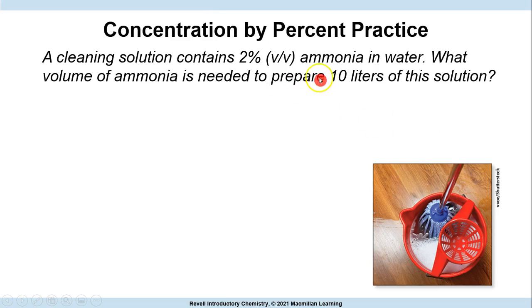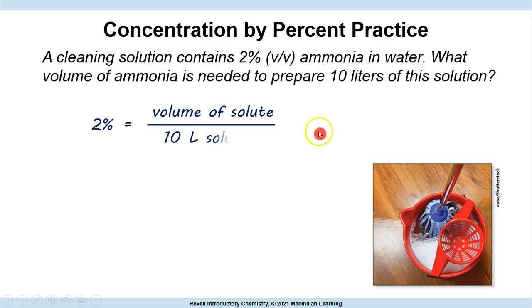So let's look at an example here. A cleaning solution contains 2% volume for volume ammonia in water. What volume of ammonia is needed to prepare 10 liters of this solution? So the first thing that we are going to do, we state the formula again, and this time using the 2%. So the 2% here is equal to the volume of the solute divided by the 10 liters of solution times 100%. So we have 2% volume for volume in water. So what volume of ammonia is needed to prepare 10 liters of this solution?